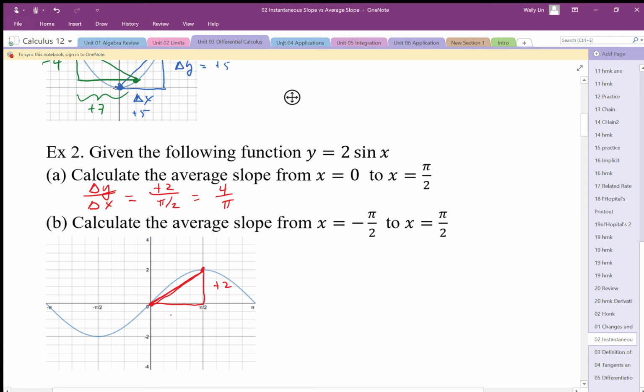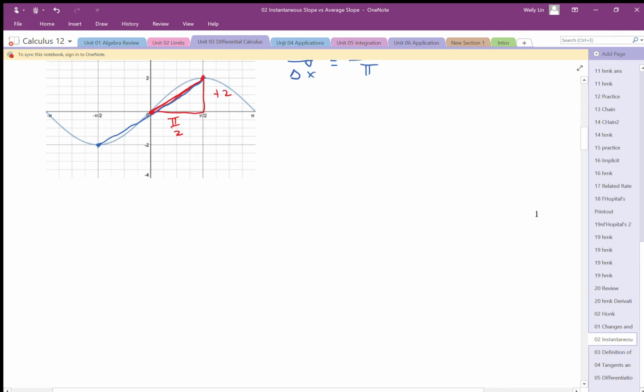From here to here, the run is pi. And if we look at the average slope from -pi over 2 to pi over 2, that looks like basically the same slope as that. I'll do it more formally, but really the slope is exactly the same. So I'm going to get +4 over a run of pi. So it's going to be 4 over pi again. So there is our average slope.